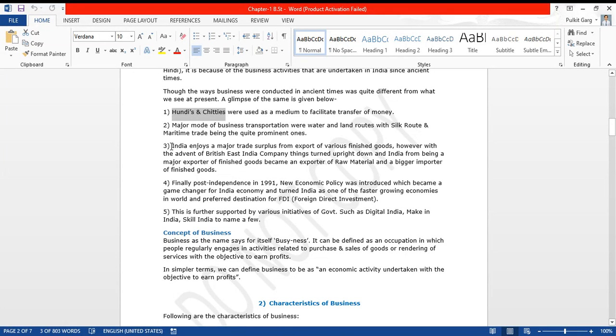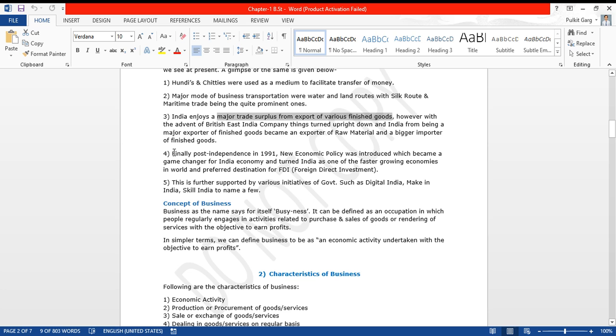Then, in British rule, before the Britishers actually came to India, India was a major exporter, and hence it had a trade surplus from various finished goods. However, with the advent of British rule, when the East India Company came into India, things turned upside down. What the Britishers did is they made India a major exporter of raw materials and a major importer of finished goods, which resulted in a negative balance of payments for India. Then it went on like that.